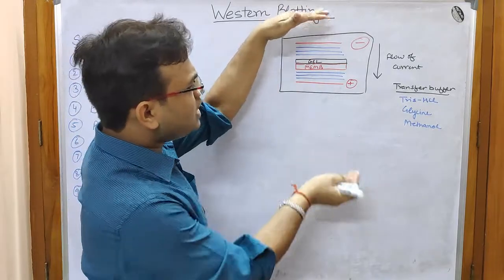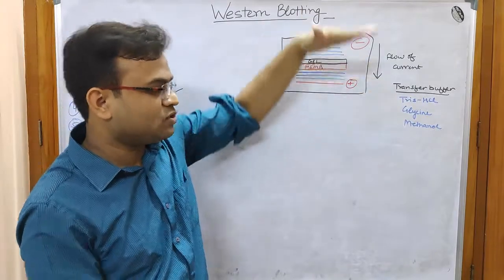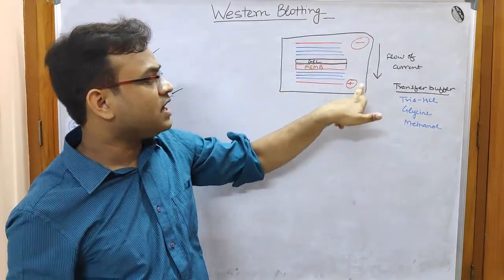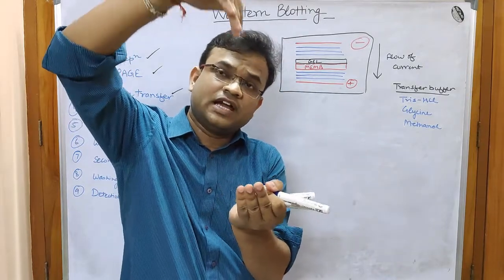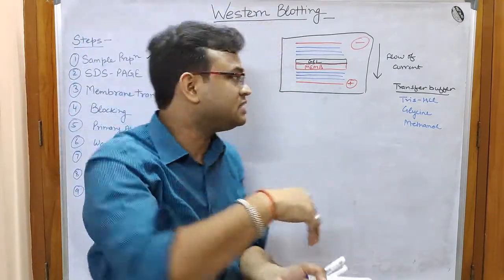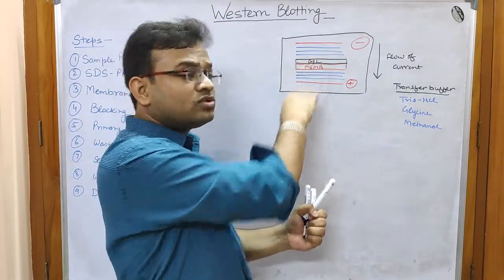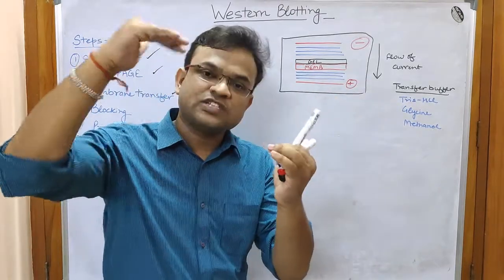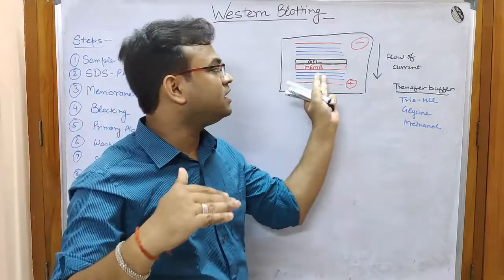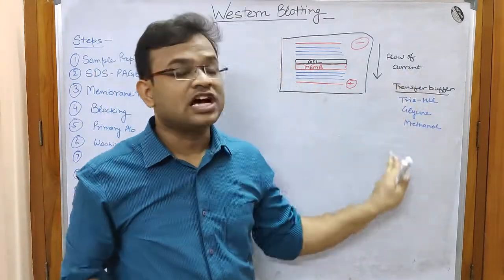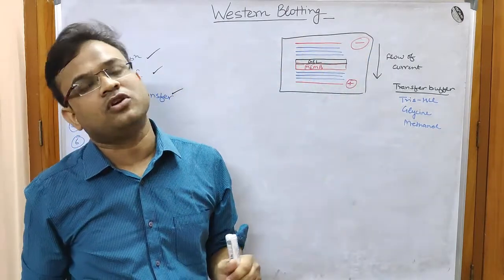Now these are all pressed onto each other. With the pressure from top to bottom, and the negative and positive terminals here, as the current flows from the negative to the positive terminal, it will take the proteins along with it to the membrane. It will transfer all the proteins that were present onto the membrane. This is facilitated by the transfer buffer, which fills the entire Western blotting apparatus.